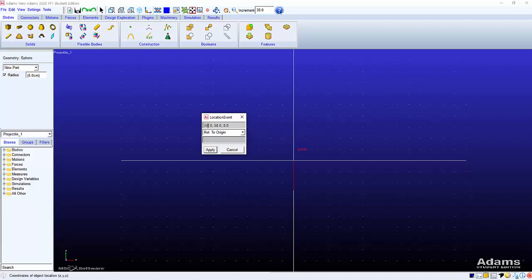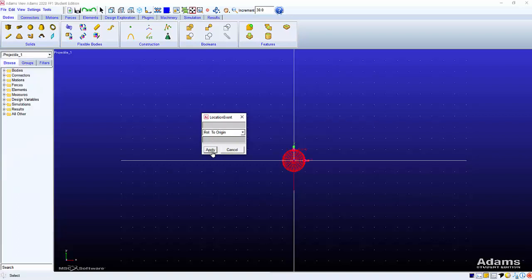So I'm going to define the x, y, z coordinates of the center of our sphere, which is located at the origin. So I will have 0 x, comma, 0 y, comma, 0 z. So I have 0, comma, 0, comma, 0. If you click apply, it will place the sphere at the origin. So now I have created our sphere. I don't need this location event, so I'm going to close it.